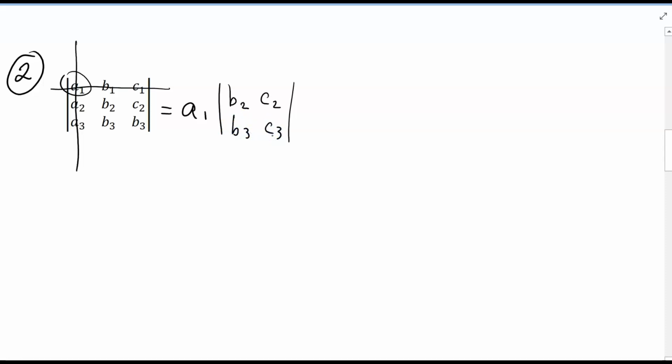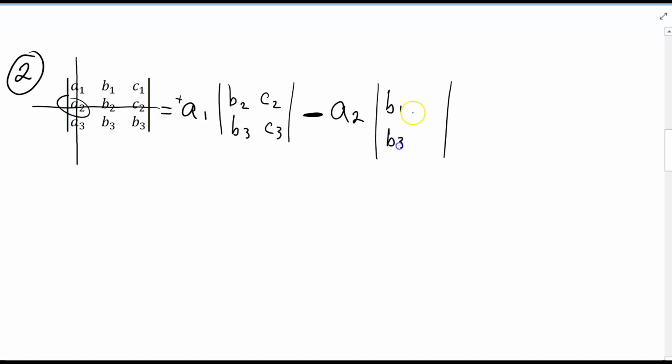Right? Okay. And that's the positive of that value, which will be whatever it is. Now for the second term, I want to erase that because the second term is, this is very important, subtract the second value multiplied by the 2 by 2 determinant that's left over if we cross off its column and row. So that's B1, B3, C1, C3.